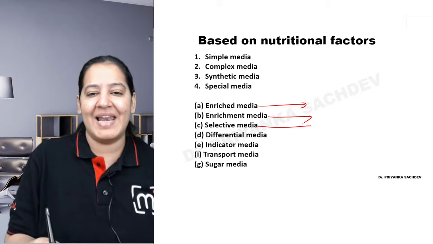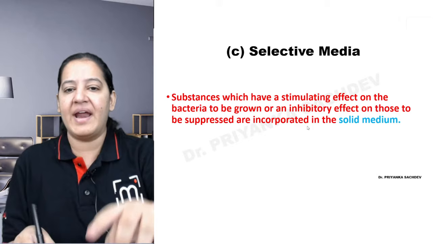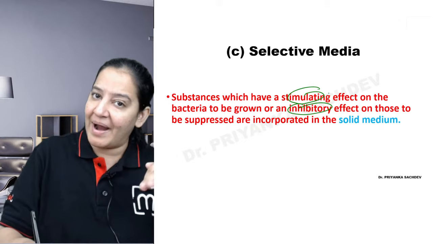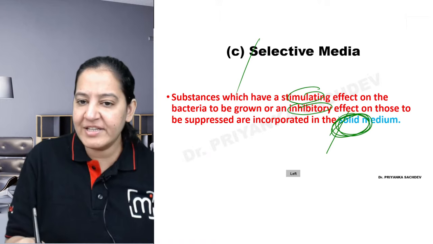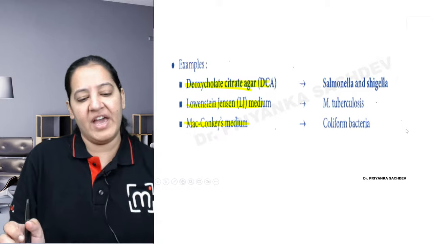Coming to selective. The definition of selective is the same as that of enrichment. Here also we are adding either stimulatory or inhibitory substances: stimulatory for the bacteria of interest and inhibitory to suppress the bacteria not of interest. But not in liquid media, in solid media. S for solid, S for selective. So the definition is the same. The only change is that it is a solid media, not a liquid media. You got my point. So here also we have three examples.